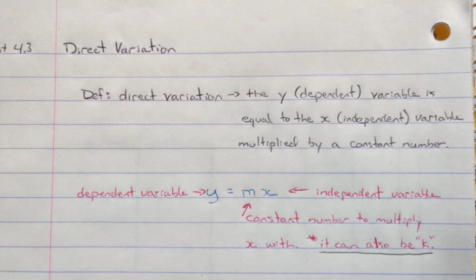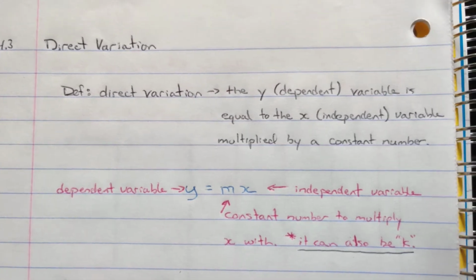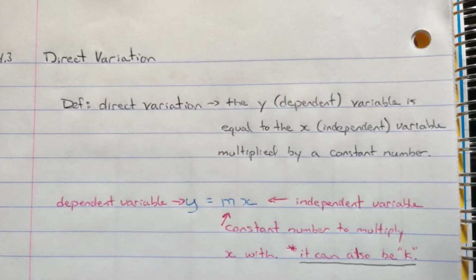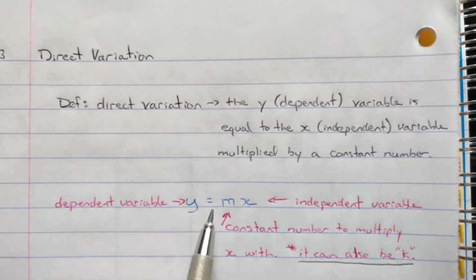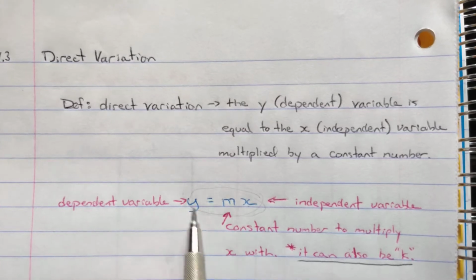So we're going to look at what's called direct variation. When we're looking at linear relations, the way the values vary or change is what we're talking about here. Direct variation means that the y, or dependent variable, is equal to the x, or independent variable, multiplied by a constant number. To find the y value, you just take the x value and multiply it by something. So here's the general formula, y equals mx.